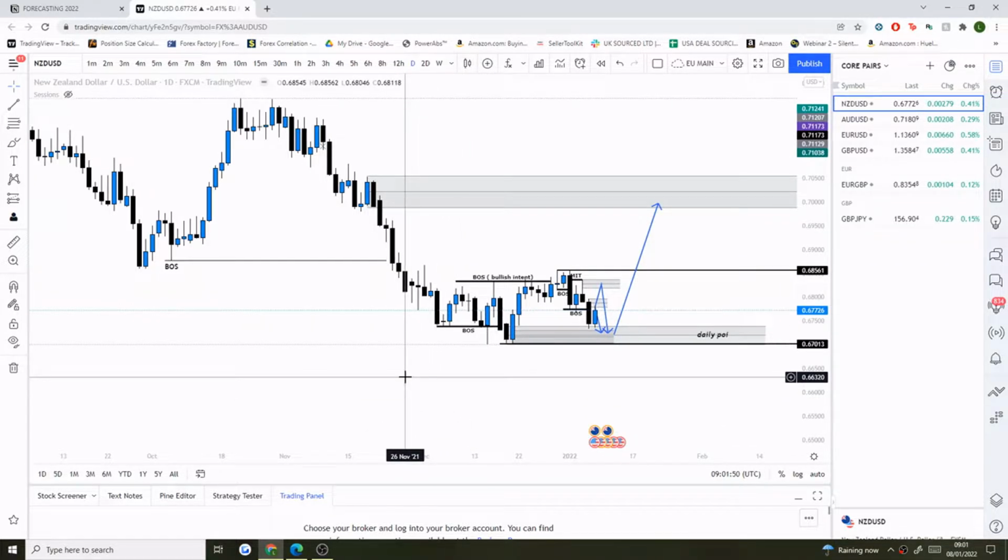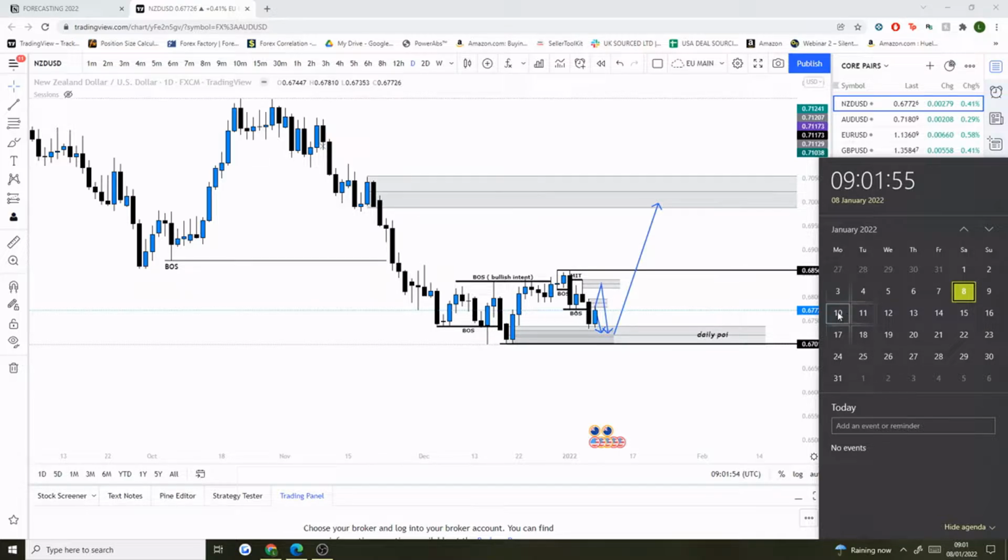So I've just jumped on this morning to do my weekly forecast for the week commencing the 10th of January and ending on the 14th of January.